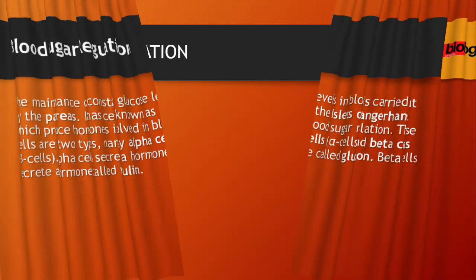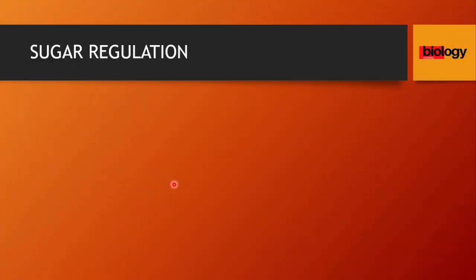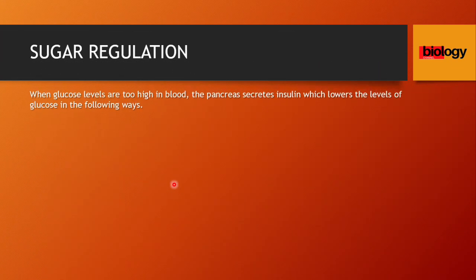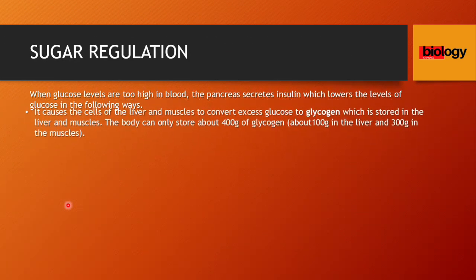Alright, now let's look at how this happens. When glucose levels are too high in blood, the pancreas secretes insulin, which lowers the levels of glucose. Okay, when there is too much sugar in the blood, the pancreas, through beta cells, will secrete insulin, which lowers the levels of glucose. Now how? It lowers the levels of glucose in the following ways.